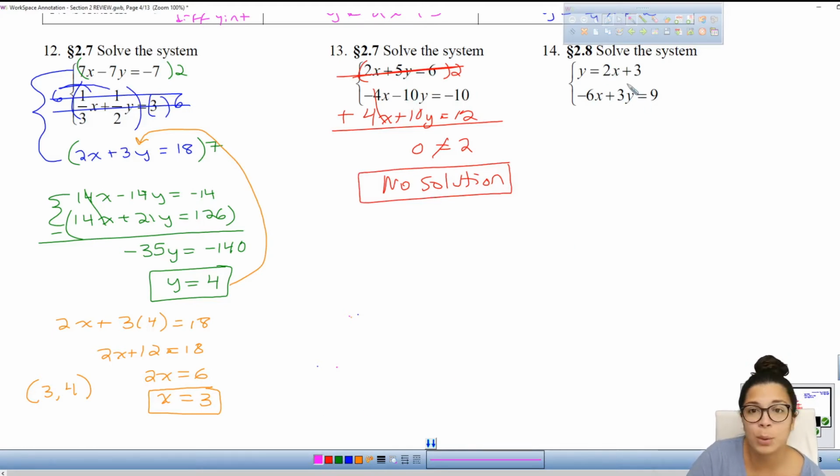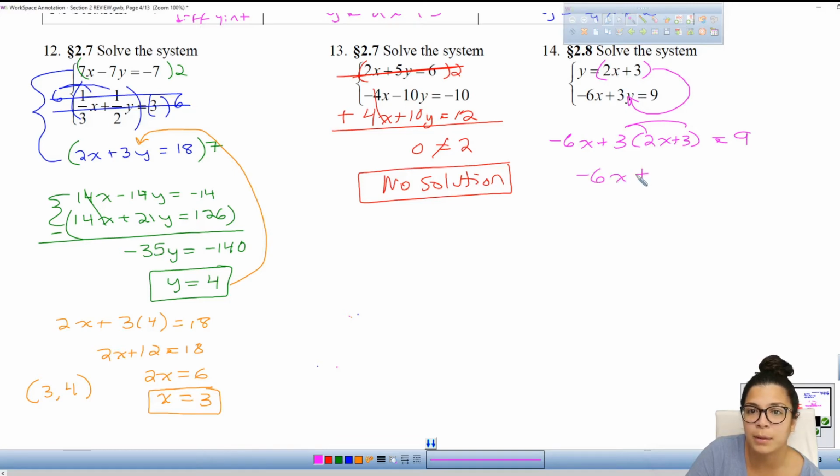Okay, moving on to number 14. Now, y equals, boom, we already have y isolated, so this one's easiest to solve with substitution. Y equals 2x plus 3, so I could take 2x plus 3 and substitute it in for y here. So negative 6x plus 3 times the y value equals 9, and the y value equals 2x plus 3. So now I could just go ahead and simplify and solve for x.